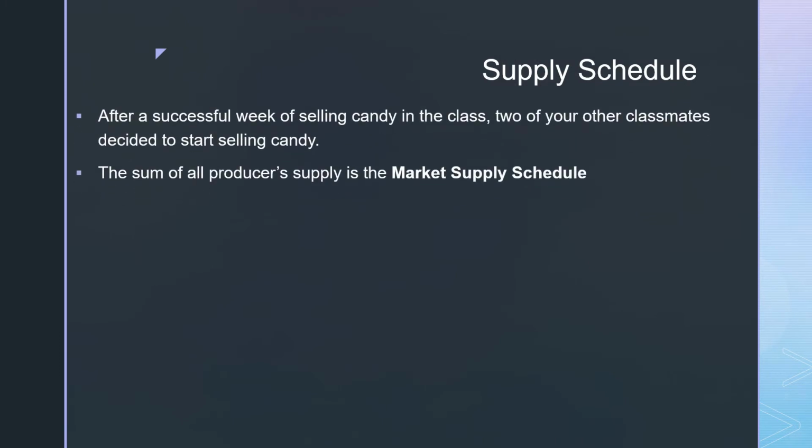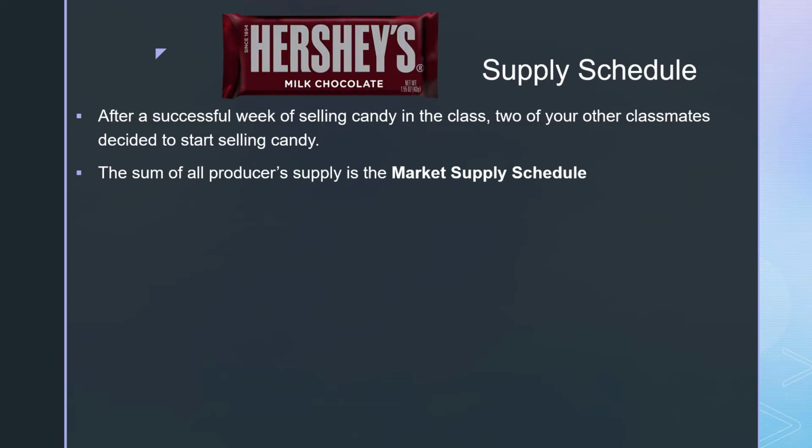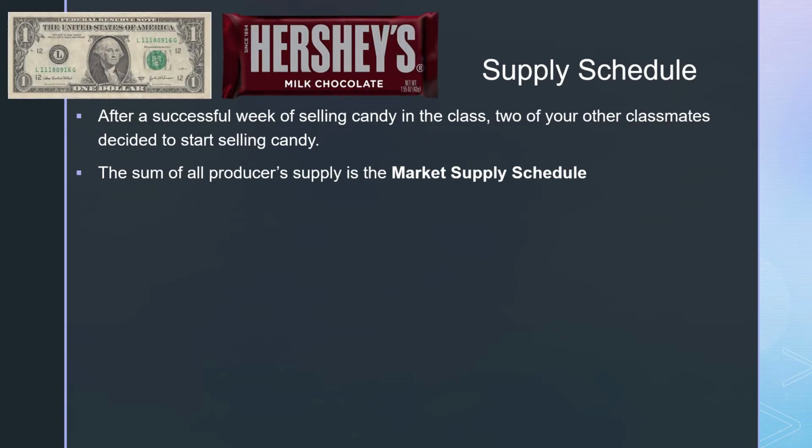So we can take the amount that a producer is willing and able to create at different market prices and make it into a supply schedule like we saw back at the beginning of this presentation. And just like we said in the demand lecture, the sum of all producers in a market creates the market supply schedule. Okay?